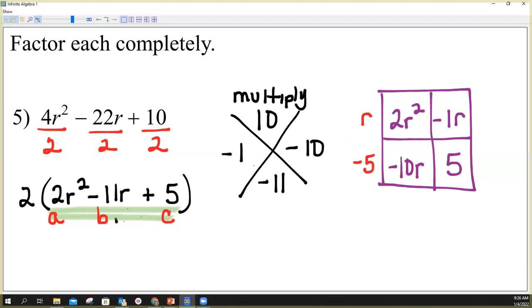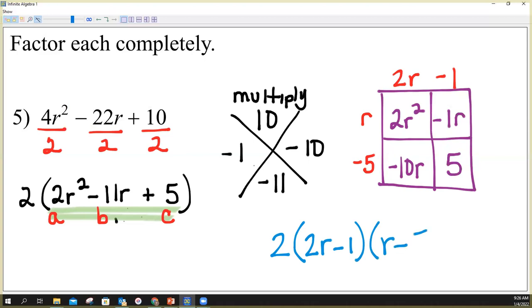Now we're going to look at our columns. In this first column, both of these 2 squares have a 2. They have a 2 in common, and they also have an R in common. And lastly, these 2 squares in the second column have a 1, but it has to be a negative 1 because it has to take the sign of the square it touches. So my final factors would be the 2 that we took out initially, and then we have 2r minus 1 and r minus 5.